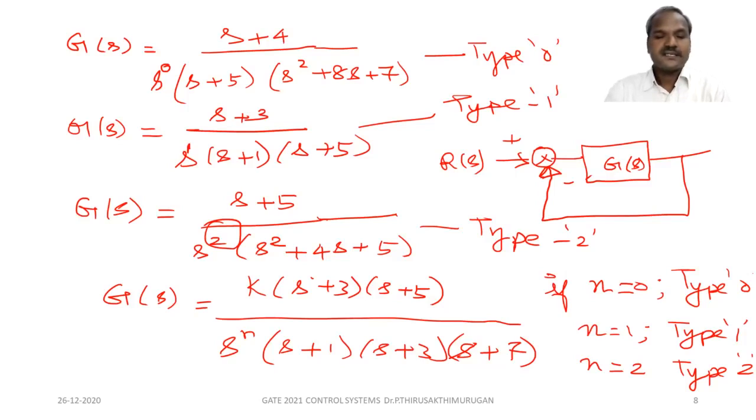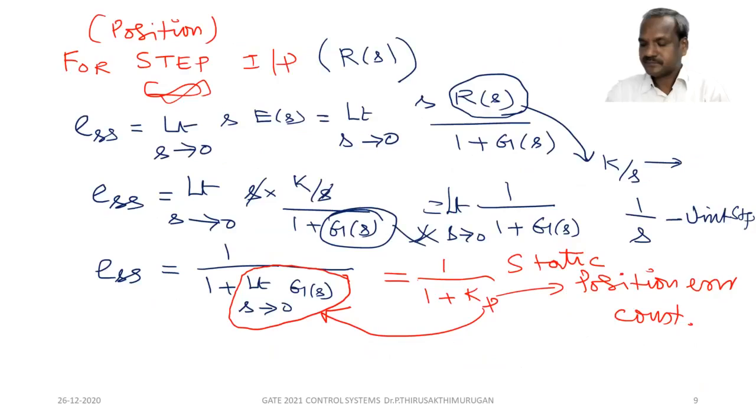In general, G(s) equal to K, it is similar to this, with denominator s power n. N is nothing but the number of integrators in the denominator. If n is 0, type 0 system. If n is 1, type 1 system. If n is 2, type 2 system. Understand?